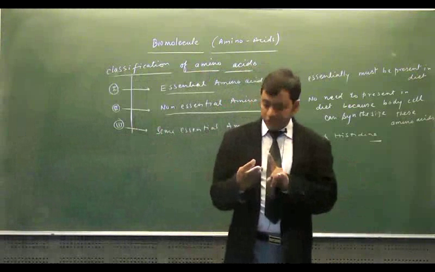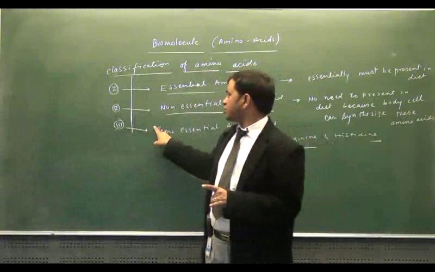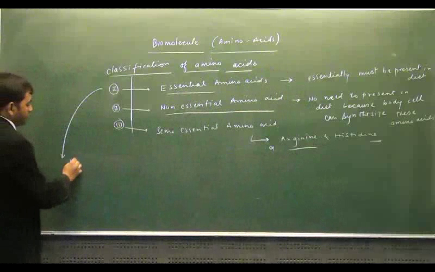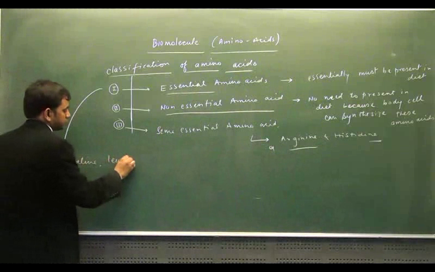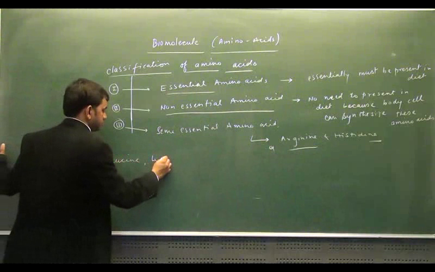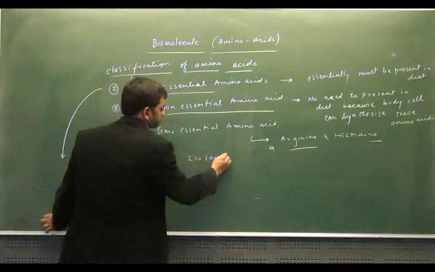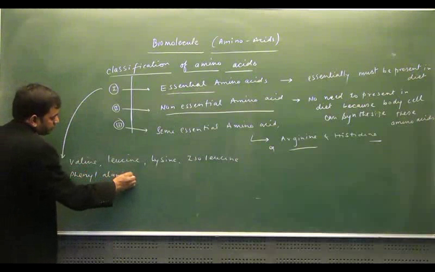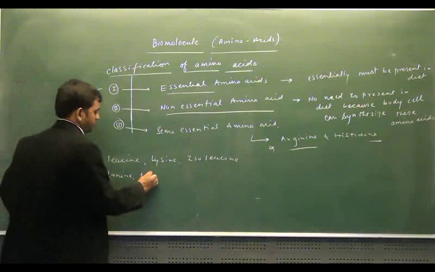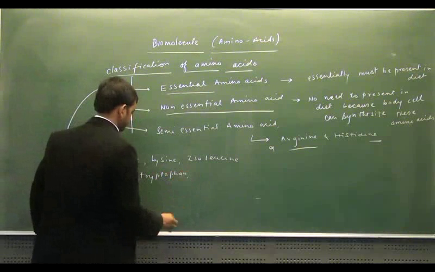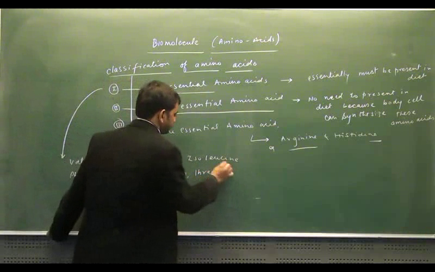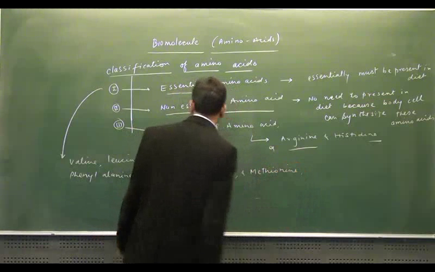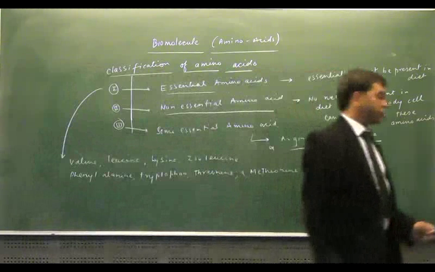Though there are three categories, if we divide into two categories, essential and non-essential, then this part goes to essential. So arginine and histidine also come under essential. Which are essential? Valine, leucine, lysine, isoleucine, phenylalanine, tryptophan, threonine and methionine. These are essential. This is semi-essential and the other 10 are non-essential.